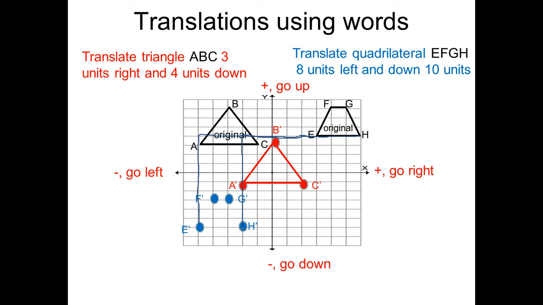And you can do that with each of your points, or you can also look at the relationship between E and H, and you can see that E and H are 3 units apart. So in your new figure, E and H have to be 3 units apart. And then you can use the relationship between E, F, G, and H to draw the new figure. Either way, you'll translate the entire quadrilateral 8 units to the left and 10 units down.